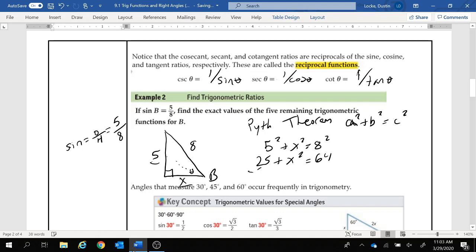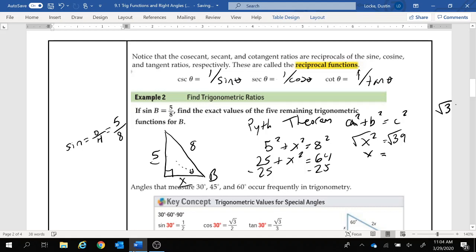We got to solve for x now. So we're going to subtract 25 from both sides. And now we'll have x squared equals, what would that be, 39. All right. And then from there, we're going to square root each side. And if your square root comes out evenly, we can go ahead and simplify that down. However, square root of 39 won't break down any further, right?